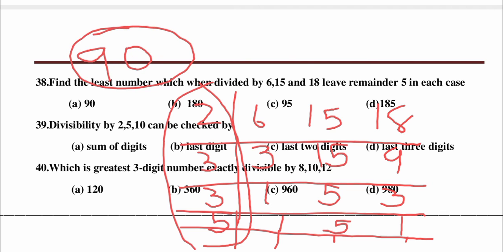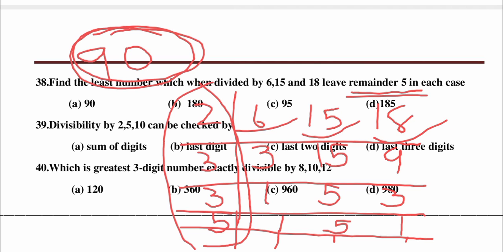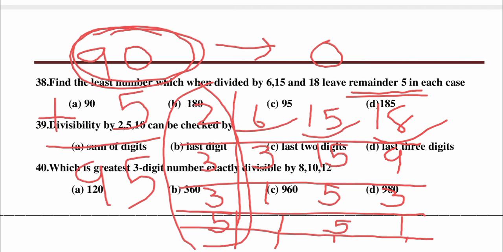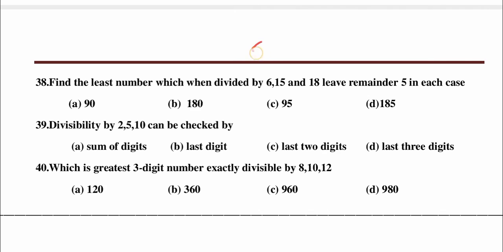Now we get 90 here, but in the question it is given that the remainder should be 5. If I divide this 90 by 6, 15 and 18, I get remainder 0. But if I want remainder 5, then I should add 5 to this 90. That gives 95. Now if I divide 95 by 6, 15 and 18, I get remainder 5. So the answer is C, 95.